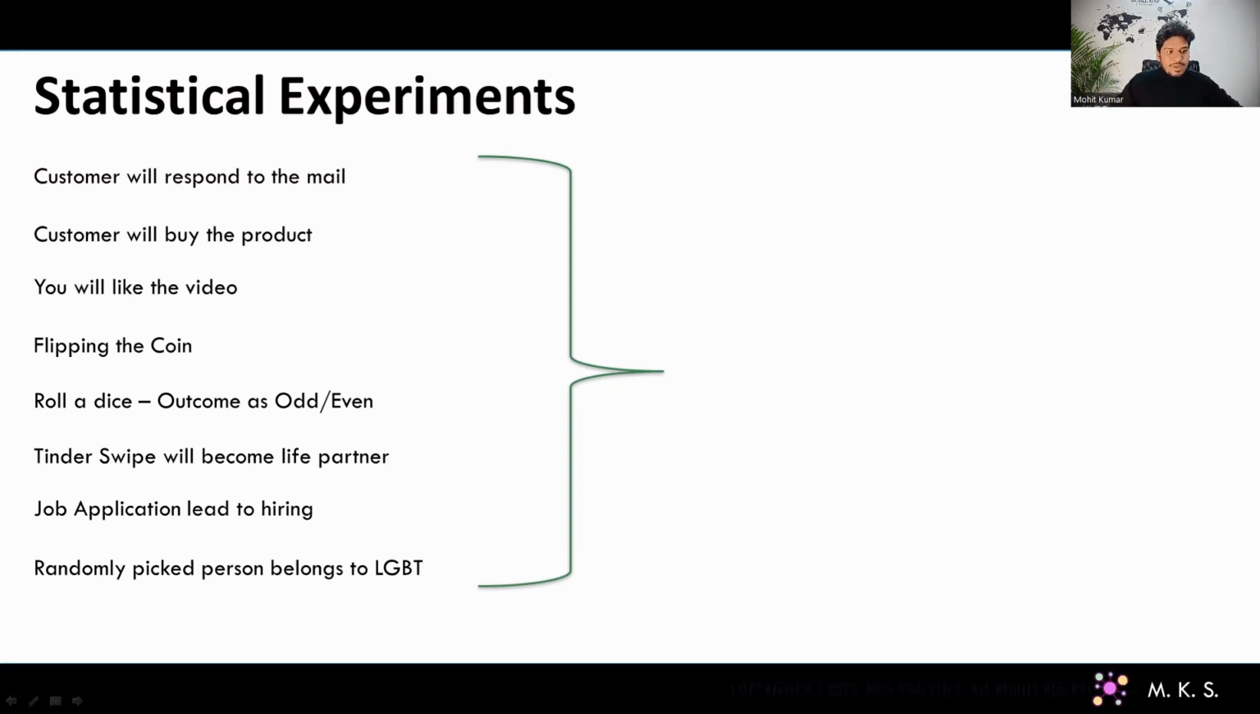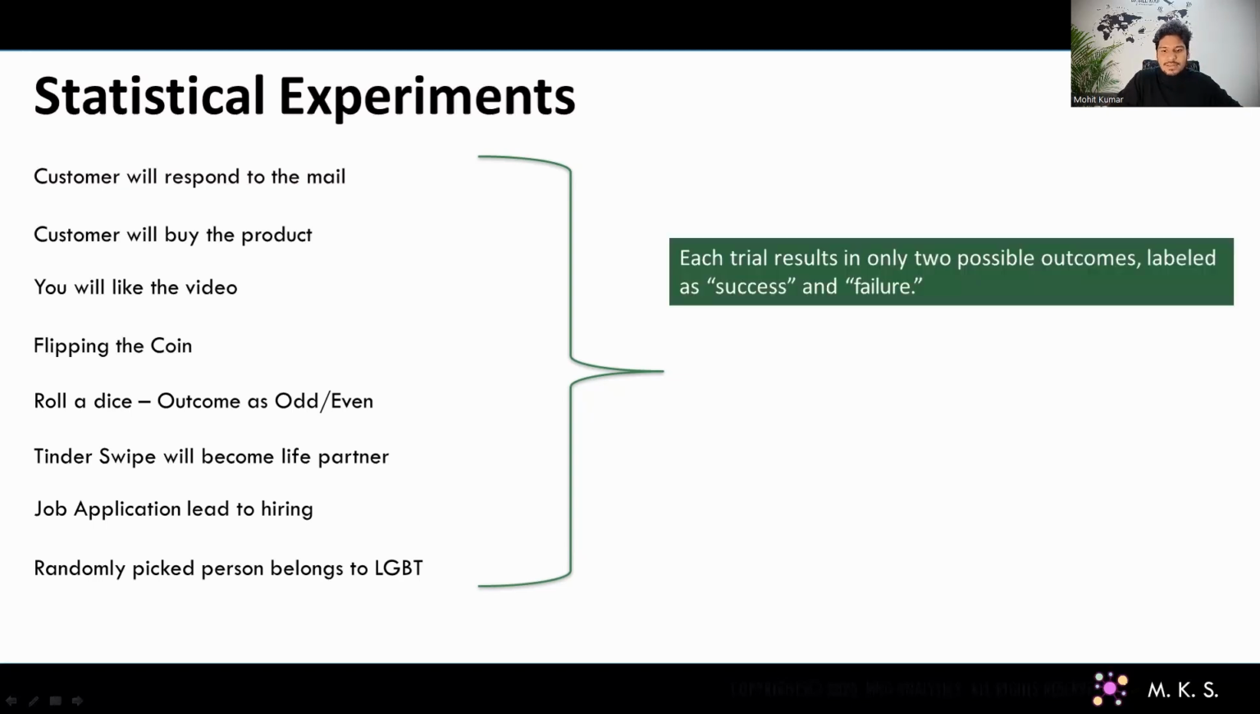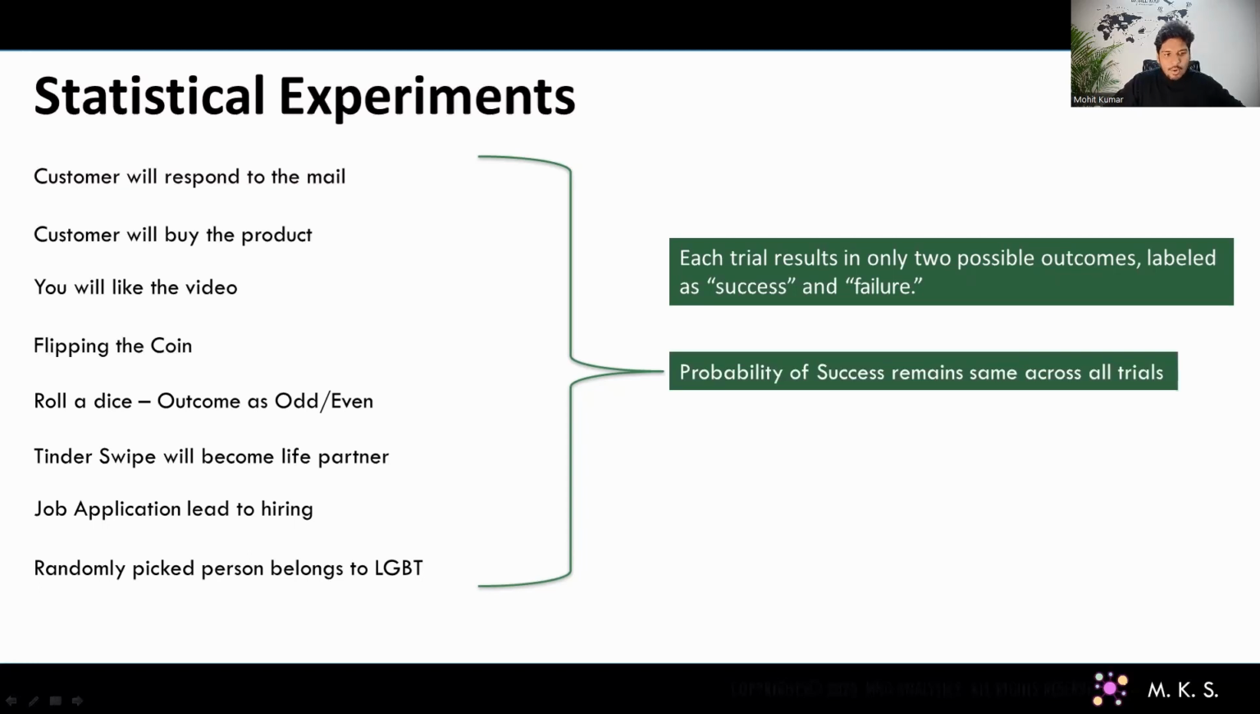Yes or no. Customer will buy the product or not. So all of these statistical experiments have two outcomes, and those can be labeled as success and failure, right? All of these statistical experiments have this in common. Now, the second thing, there will be some probabilities to success. Let's say in our first example, success is getting a reply from the customer, right? So that is our success.